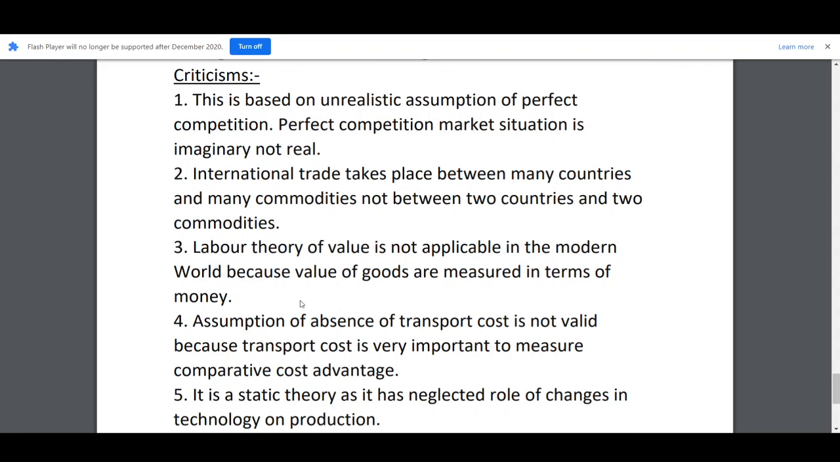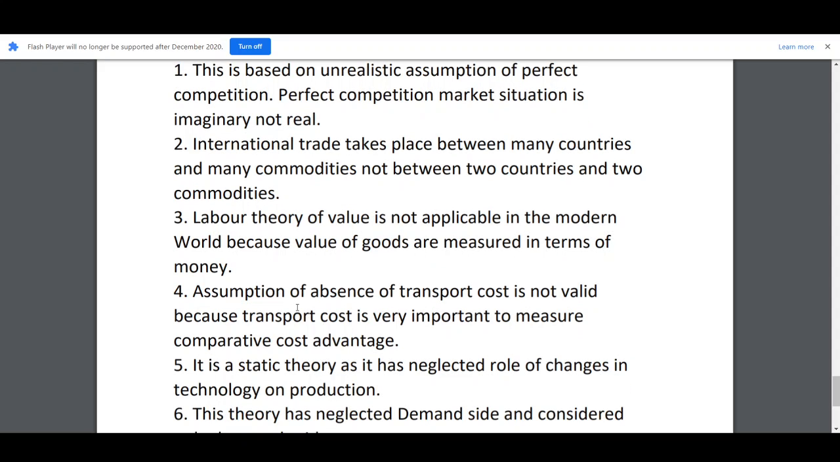Now the next one is the fourth criticism. He assumed the absence of transport cost. According to him, transport cost is not valid. But transport cost is very important to measure the comparative cost advantage, isn't it? Because transport cost is an important element of the production cost. If we are not calculating transport cost, how can we calculate the cost of a commodity? Isn't it, my dear students? So the assumption of the absence of transport cost is not valid.